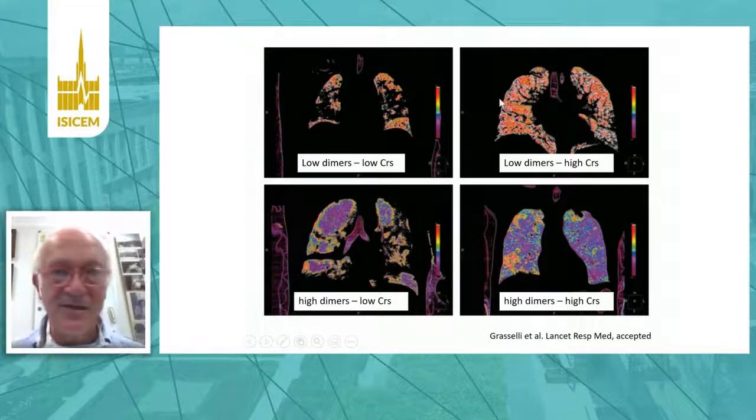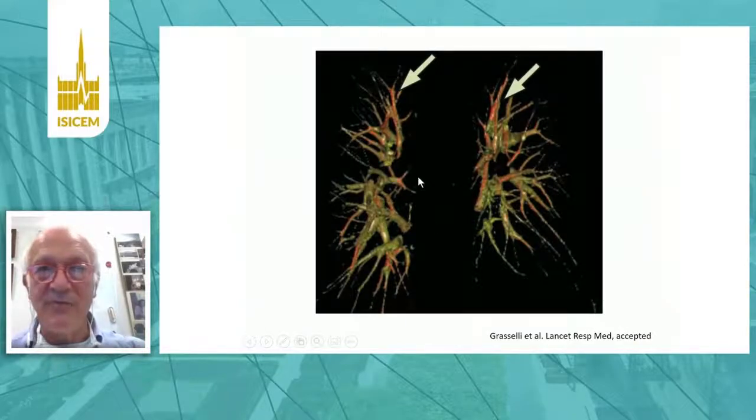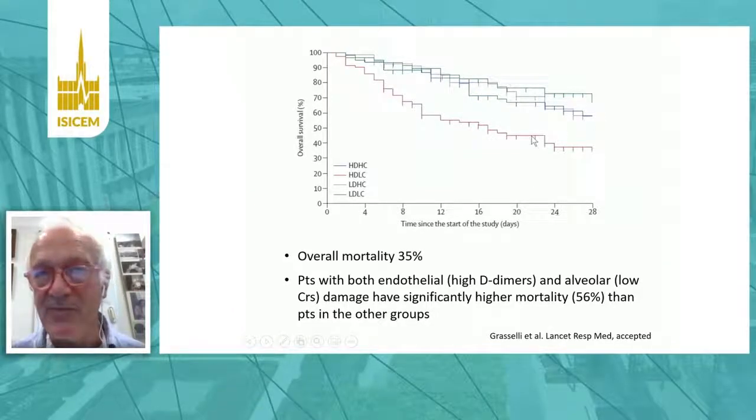Here again, you can see that we have patients with COVID-19 in which, on the bottom, extended regions of the lung are blue, that is non-perfused, and we have thrombi in the pulmonary artery circulation. As a matter of fact, what we found is that survival is much impaired in patients with high D-dimers, that is with a lot of thrombosis, and low compliance, compared with the other patients.